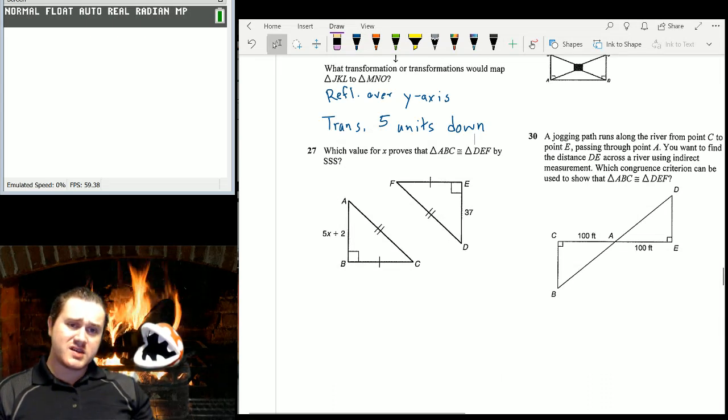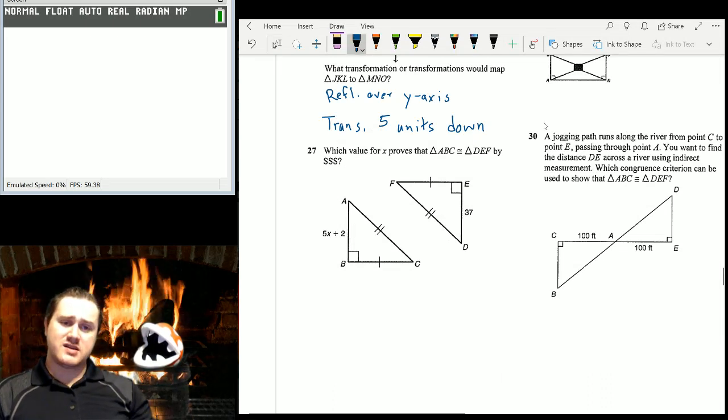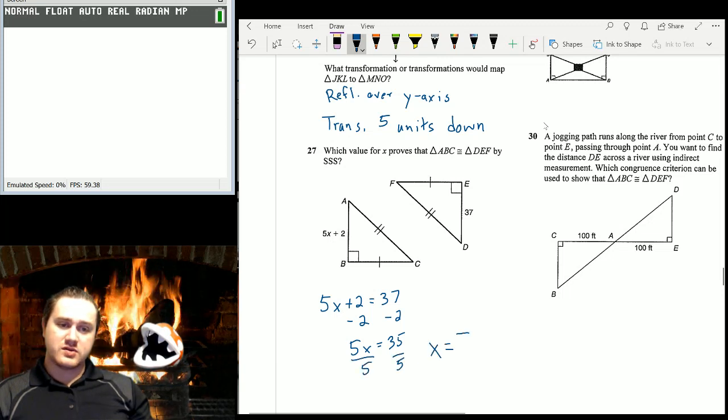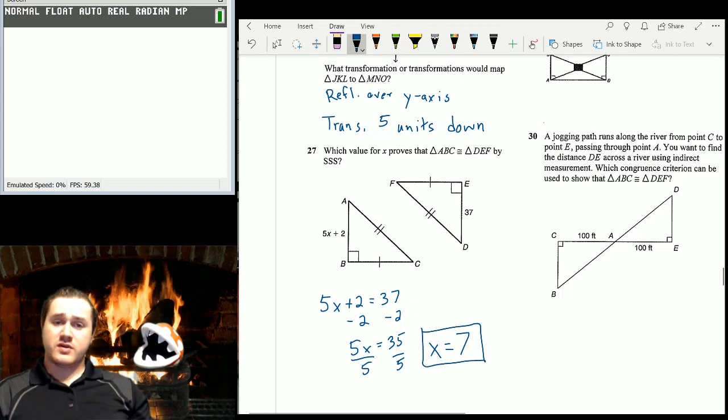Number 27 says which of these proves these are congruent by side, side, side. So I look at this, I already have BC congruent to FE, AC congruent to FD. We're just worrying about the third side. So we got one side of this being 5x plus 2, the other side is 37. We just set them equal, subtract 2, 5x equals 35, divide by 5, and x equals 7. So for this to be congruent by side, side, side, x would have to be 7.